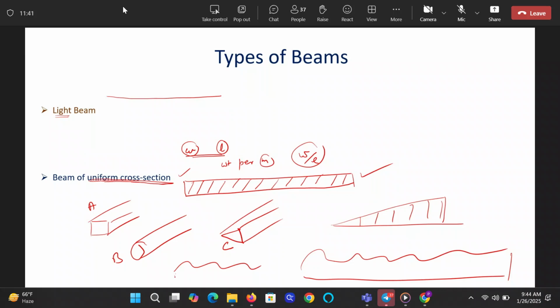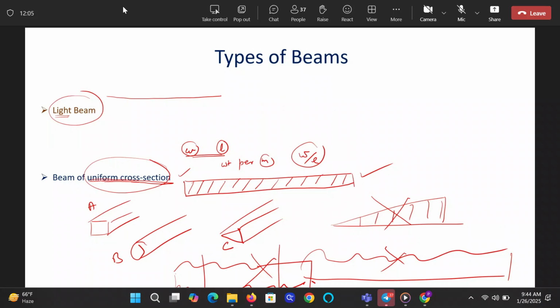This is a non-uniform beam. Or you can have this beam. They are all different, because if I cut it here, it will be different, and if I cut it here, it will be different. These are not part of our syllabus. They come up when you do engineering. But in our syllabus, we'll be dealing with the light beam and the beam of uniform cross section only. Is that clear, class?